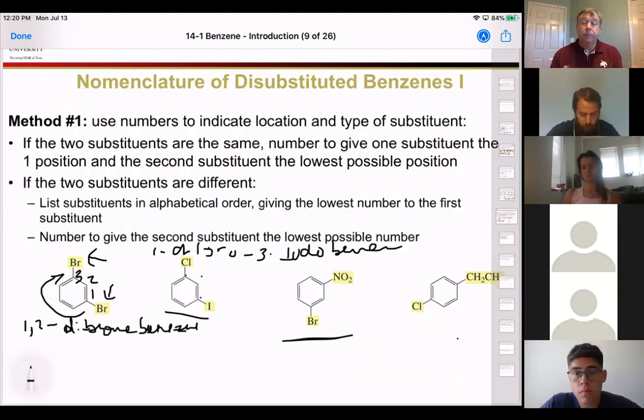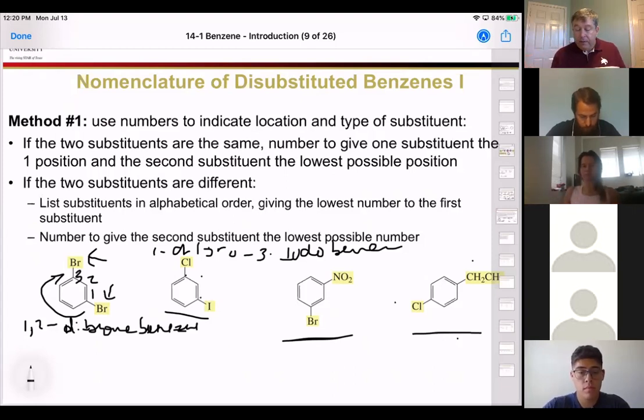Okay. And likewise, we would name this one something like, let's see, bromine would come first. So it'd be 1-bromo-3-nitrobenzene. And in the case of this compound here, we have ethyl and chloro. Chloro would come first. So it'd be 1-chloro-4-ethylbenzene. Okay, so it's nice and systematic, fits into all of our other nomenclature rules.